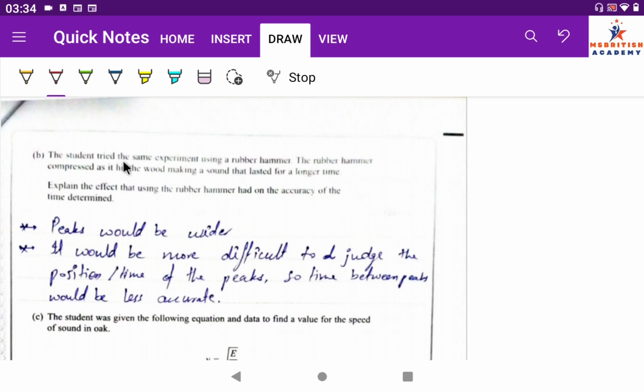The student tries the same experiment using a rubber hammer. The rubber hammer compressed as it hit the wood, making a sound that lasted for a longer time. Explain the effect that using the rubber hammer had on the accuracy of the time determined. Peaks would be wider. It would be more difficult to judge the position of the peak, so the time between peaks would be less accurate.